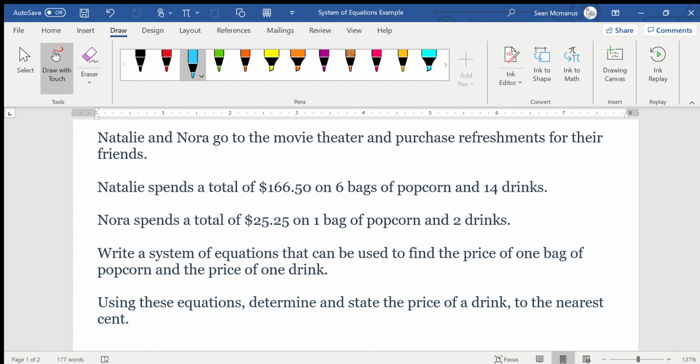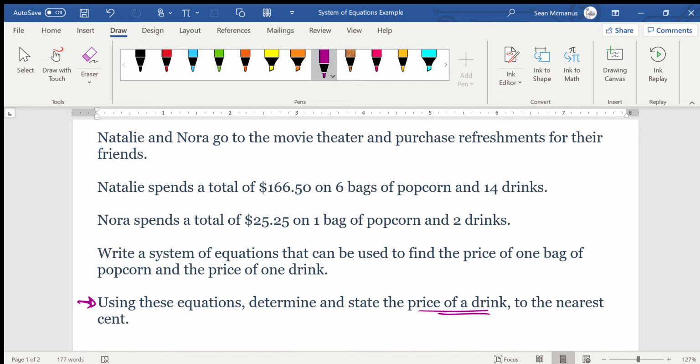So, let's keep reading. Nora spends $25.25 on 1 bag of popcorn and 2 drinks. Write a system of equations that can be used to find the price of 1 bag of popcorn and the price of 1 drink. So remember the question here at the end, where it says: use the equations to determine and state the price of a drink to the nearest cent, right?